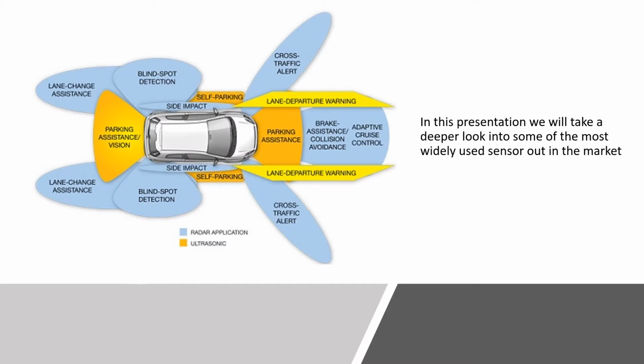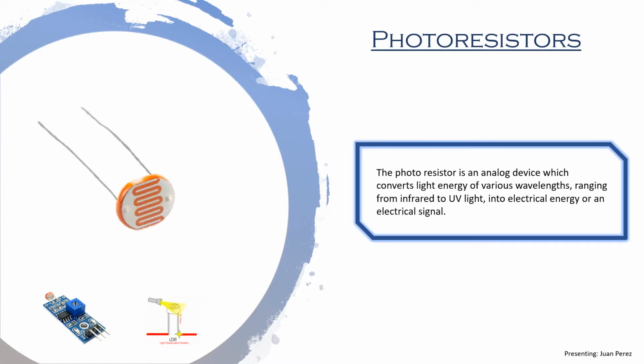In this presentation, we will take a deeper look into some of the most widely used sensors out in the market. We begin with the photoresistor. The photoresistor is an analog device which converts light energy of various wavelengths, ranging from infrared to UV light, into electrical energy or an electrical signal.